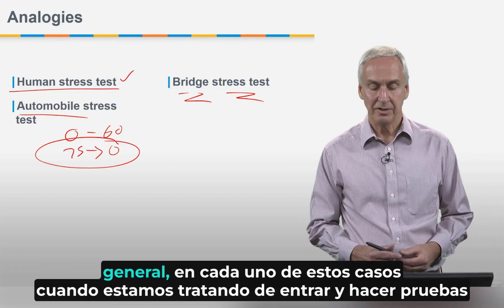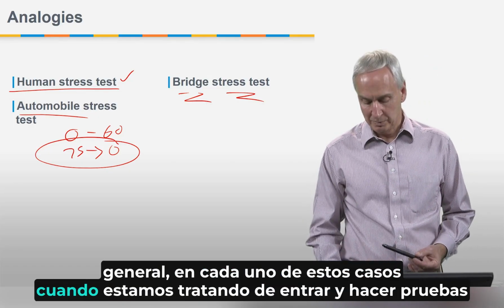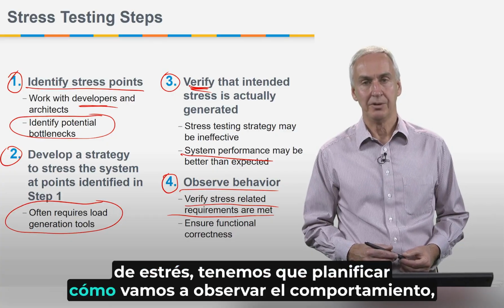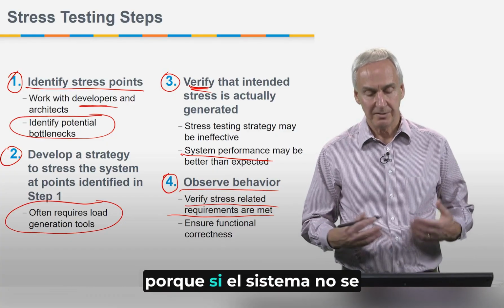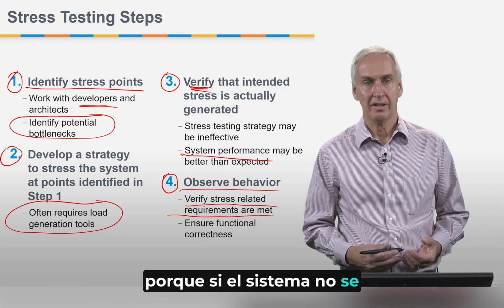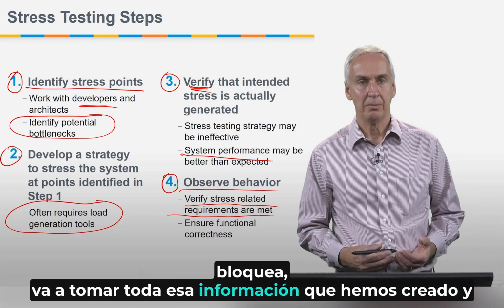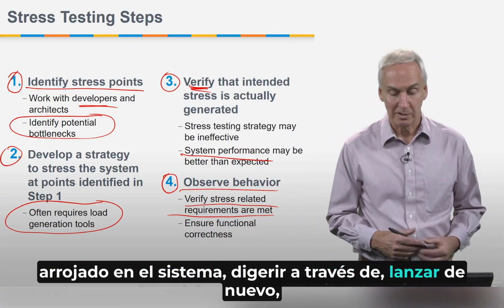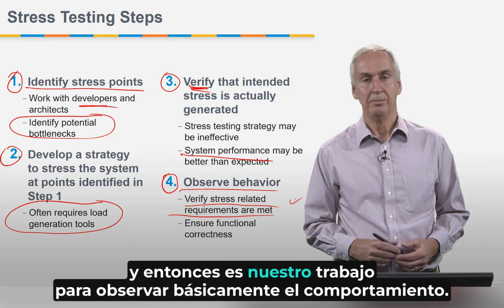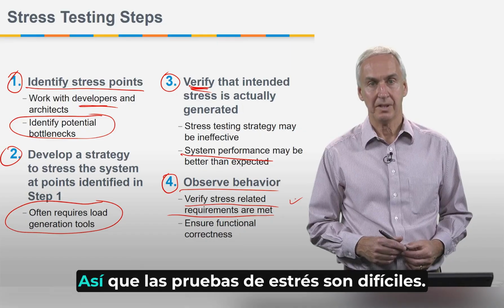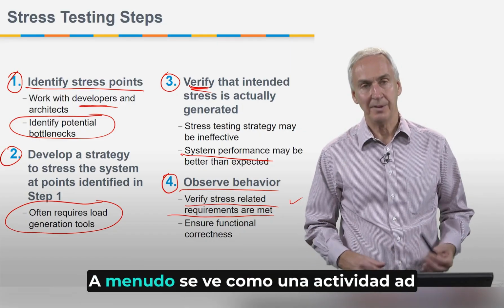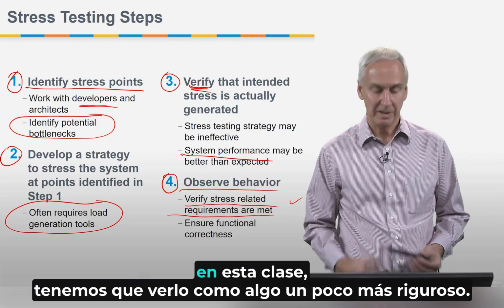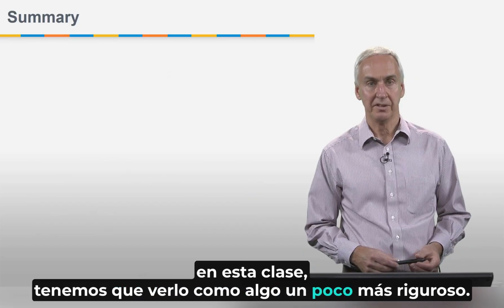And so typically in each of these cases, when we're trying to do stress testing, we have to plan for how we're going to observe behavior. Because if the system doesn't crash, it's going to take all that information that we have created and thrown at the system, digest it, throw it back, and then it's our job to basically observe the behavior. So stress testing is hard. Often it's viewed as an ad hoc activity, but as with everything we've been doing in this class, we need to look at it as being a little bit more rigorous.